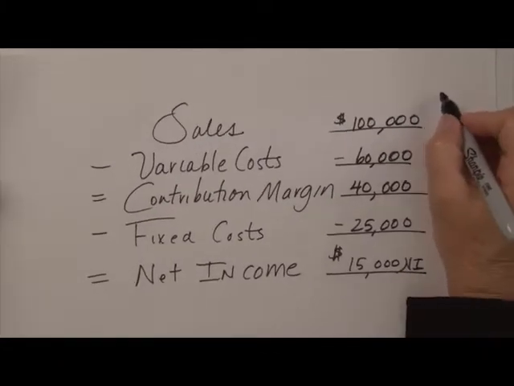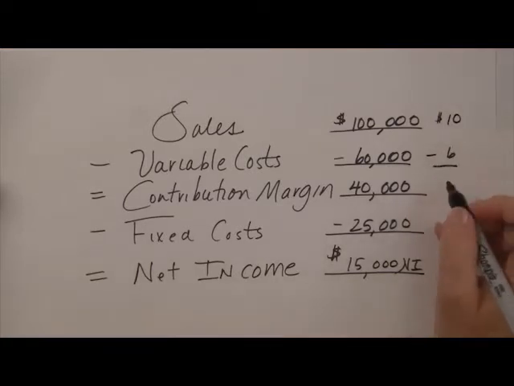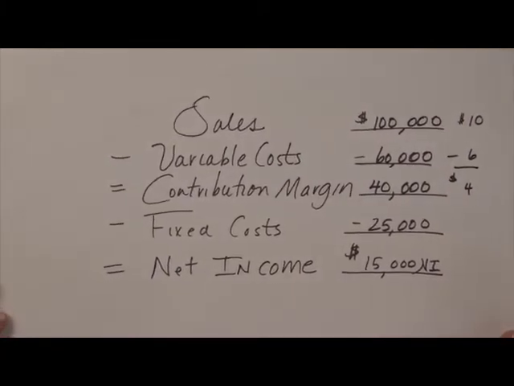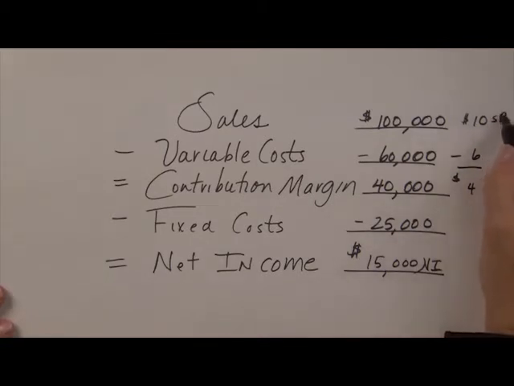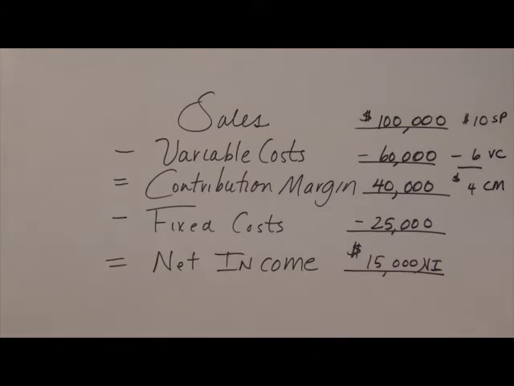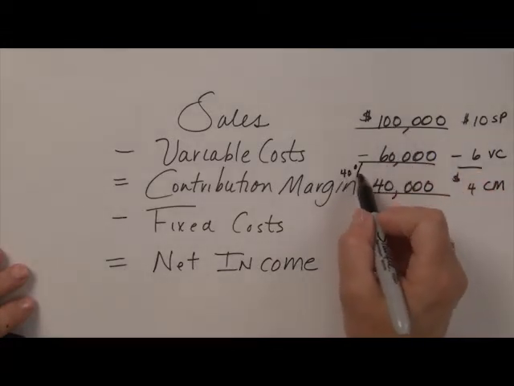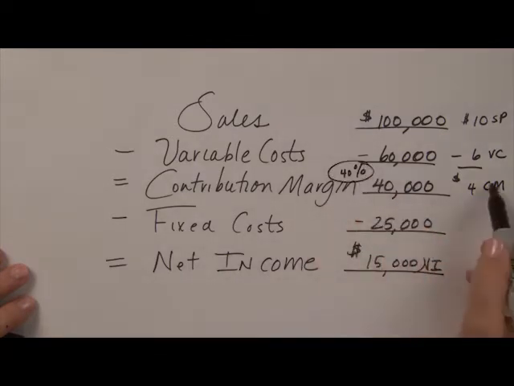For an example here, let's say the sales price is $10 a unit, the variable cost is $6 a unit, the contribution margin is $4 per unit. We can express the contribution margin on a per unit basis: sales price, variable cost, contribution margin. Or we can also compute it in terms of a percentage. 40 divided by 100 means we have a 40% contribution margin ratio. So this is the CM ratio, and this is the per unit contribution margin.